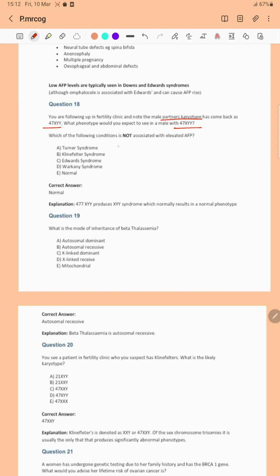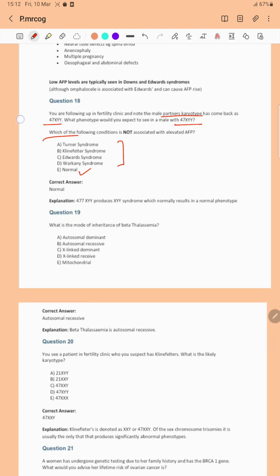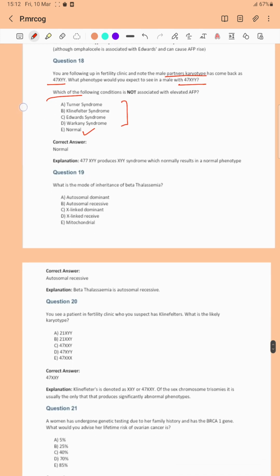Again, the options are wrong over here. Let's see, what phenotype would you expect to see in a male with 47,XYY? We have discussed this previously, that they have normal phenotypes, and it normally results in normal phenotypes.